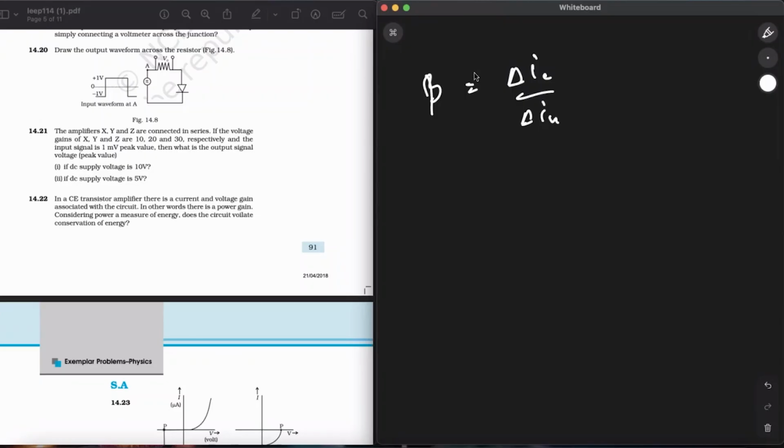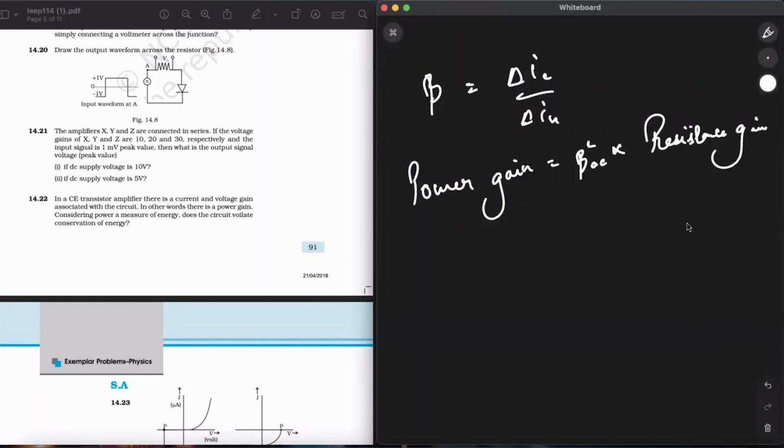So in this circuit, the extra power required for the amplified output is obtained from the DC source. Thus, the circuit used does not violate the law of conservation. See, what is power gain? Power gain equals beta square AC times the resistance gain. The extra power required for the amplified output is obtained from the DC source, so there is no violation of conservation of energy.